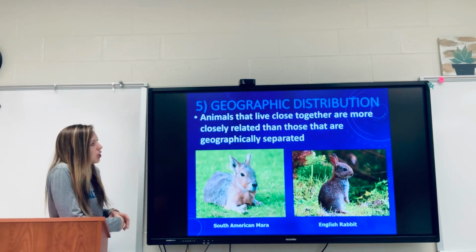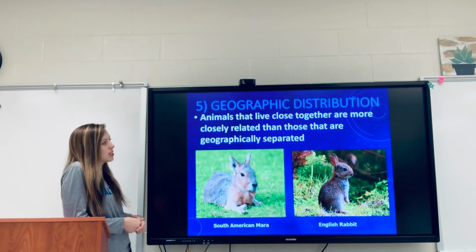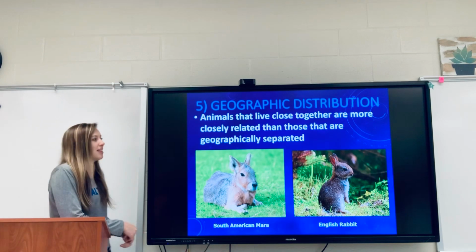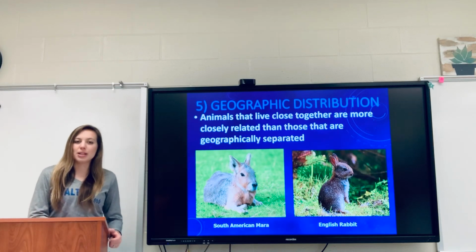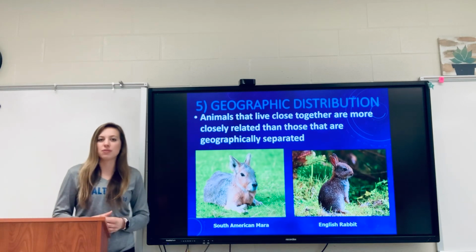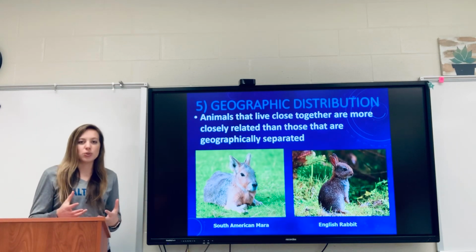And then the last one, geographic distribution. Animals that live close together are more closely related than those that are geographically separated. So if they're living in the same environment, they're probably having similar traits because they're feeding on the same resources.